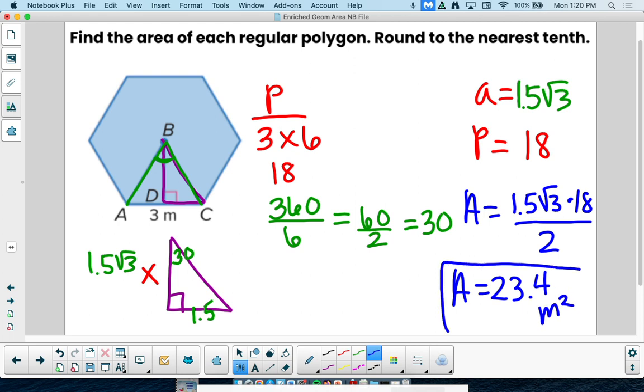So I know it's not the most straightforward problem to solve, but you know how to do each piece individually, right? And it's just being able to put it all together.